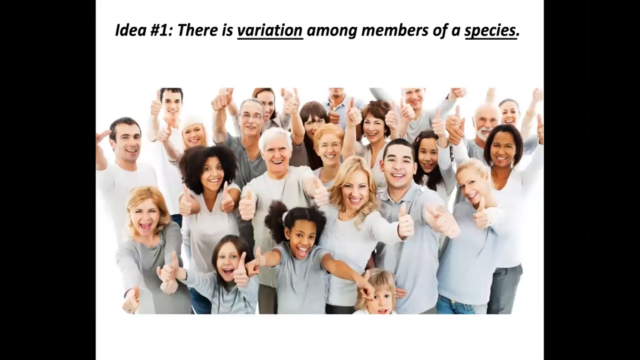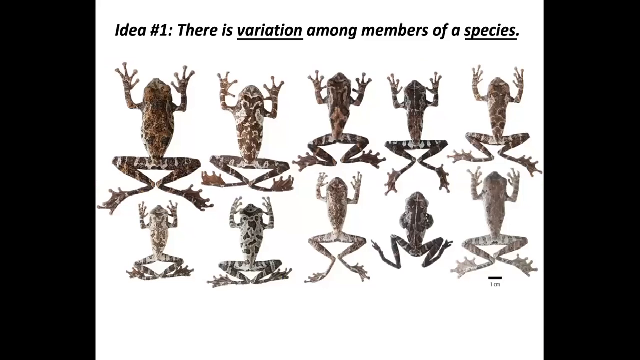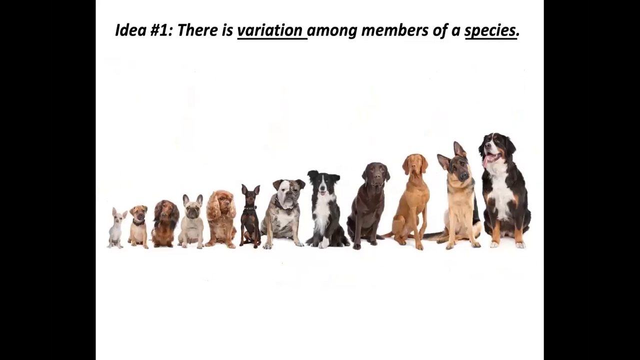So the first idea is that there is variation among members of a species, okay? So we don't all look the same, and we learned this when we talked about genetics. Same, okay, we talked about us as humans, but the same goes for things like a watermelon. If you were to go to the grocery store and pick up a watermelon or from a farmer's market, does every watermelon look identical? No. Okay, same goes for a frog. A dog.